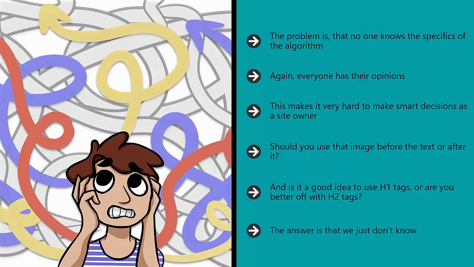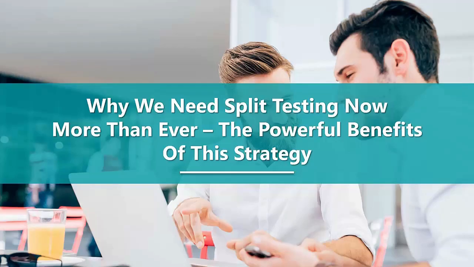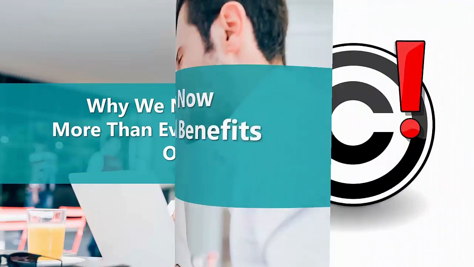The answer is that we just don't know. And for that reason, the best option is to run A/B tests, the other term for split tests, in order to see which changes positively affect your search ranking and which do not. Why we need split testing now more than ever, the powerful benefits of this strategy.